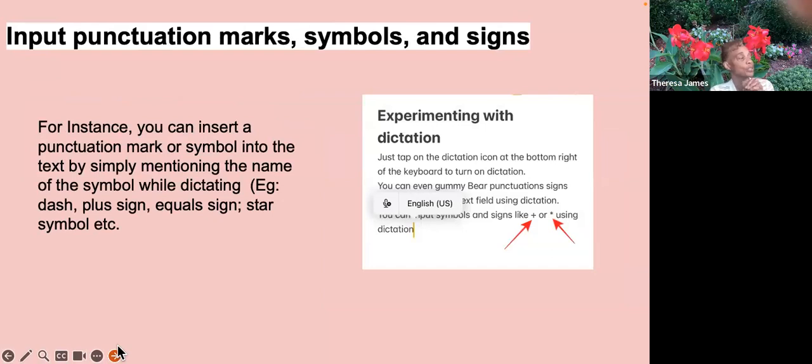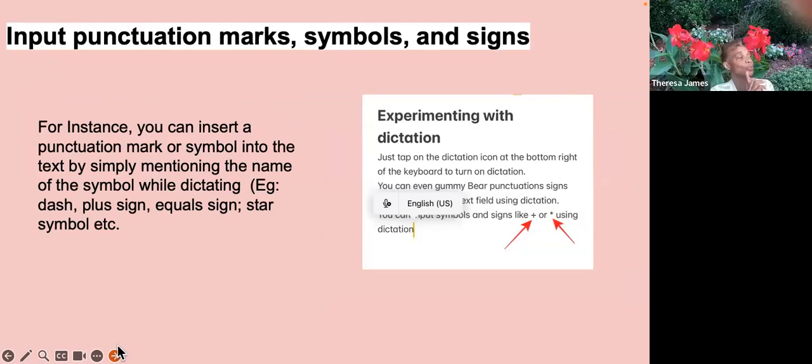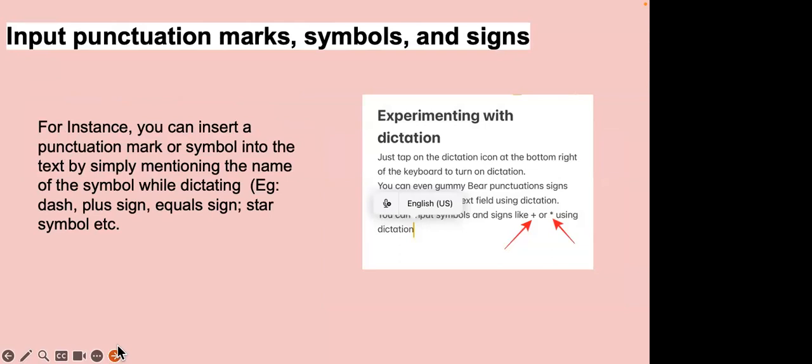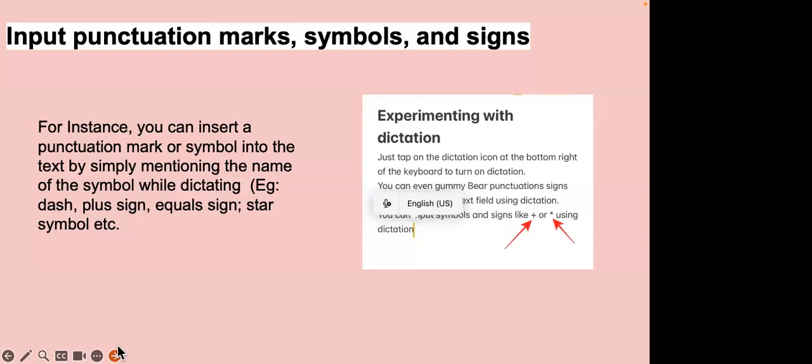For example, you can insert a punctuation mark or symbol into the text by simply mentioning the name of the symbol while dictating. Okay? You just mention the name of it, whether it's plus or ampersand, whether it's equal sign, whatever it is, you can mention it.